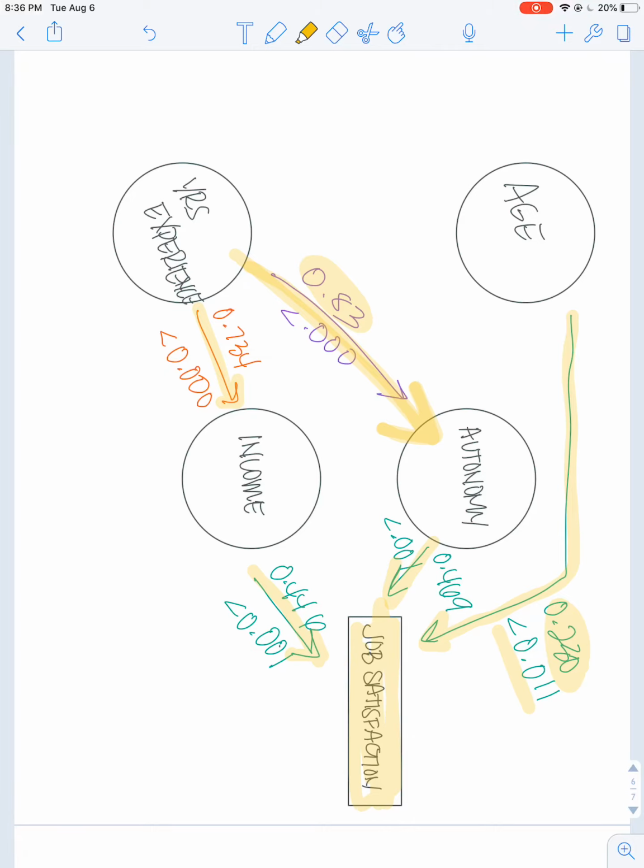So in this case, we know that years of experience is definitely a factor in the income of our nurses and in the autonomy that the nurses feel, but that income, autonomy, and age all drive the job satisfaction of these nurses.